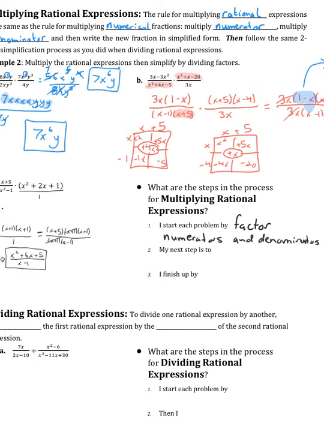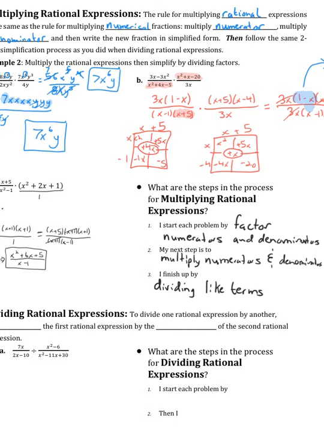And then my next step is to go ahead and combine things, so multiply numerators and denominators. And then finish up by dividing like terms. That's it. That's what the 3 steps are for multiplying rational expressions.